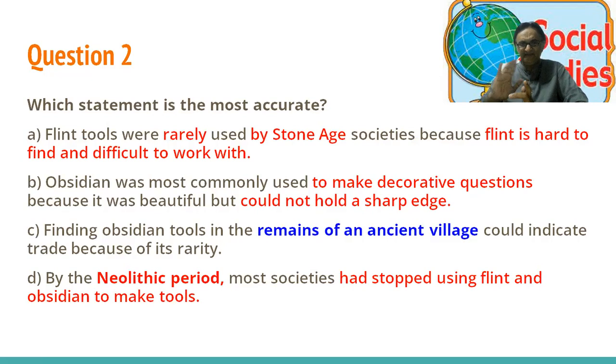Okay, so this one is very wrong. However, obsidian was most commonly used to make decorative objects. Now here, this doesn't make sense, decorative objects, because it was beautiful but couldn't hold a sharp edge.